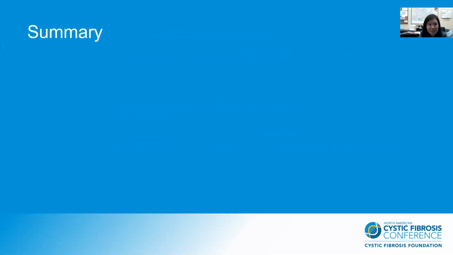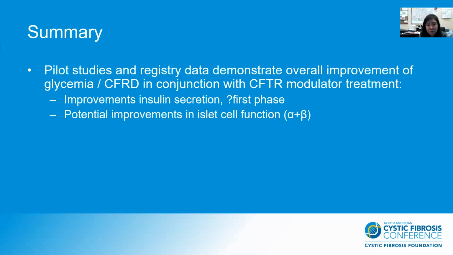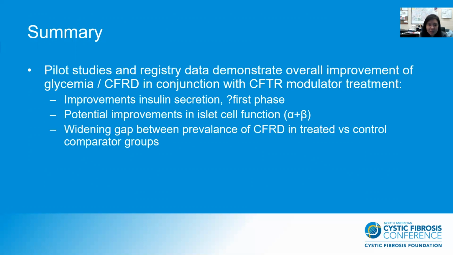Overall, just to summarize this brief overview, there are some pilot studies and registry data now demonstrating overall improvement of glycemia and CFRD in conjunction with CFTR modulator treatment. There have been improvements in insulin secretion and some pretty good suggestion of increase in first phase insulin secretion. Some potential improvements in islet cell function, beta cells and alpha cells.